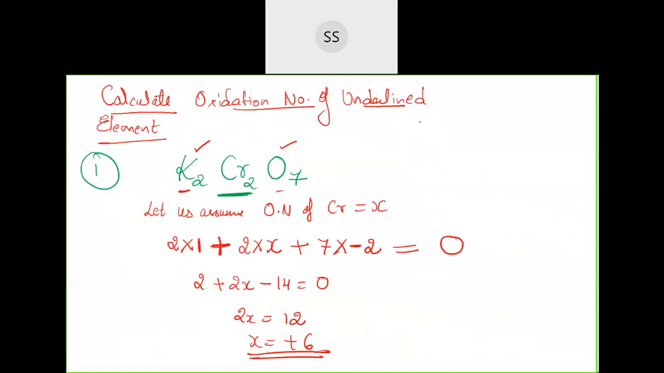So, we are calculating the oxidation state. Whatever you are supposed to calculate, you will assume as X. And the sum of all the oxidation states is equal to 0. Now how many potassium atoms are there? 2 potassium. So you write 2 into the oxidation state of potassium, which is +1, plus 2 into chromium. Chromium we don't know, so we assume it as X. So 2 into X, plus 7 oxygen, so 7 into the oxidation state of oxygen, -2. And the whole charge is equal to 0. Then you calculate and get the X value. So here we are getting X as +6.